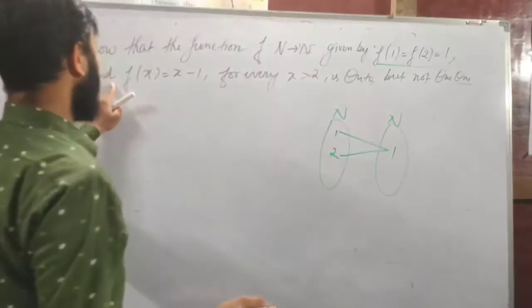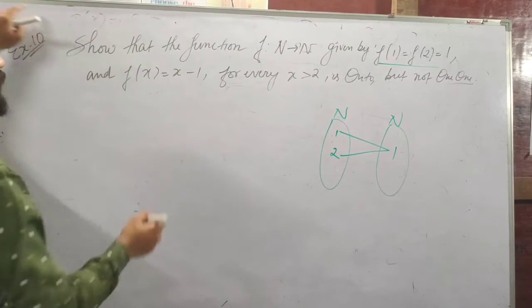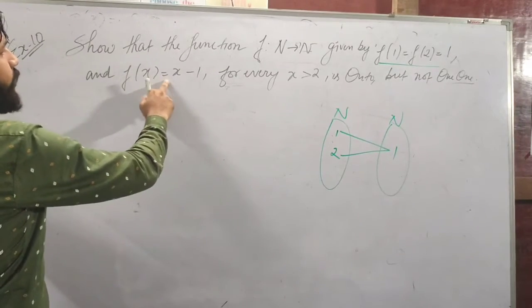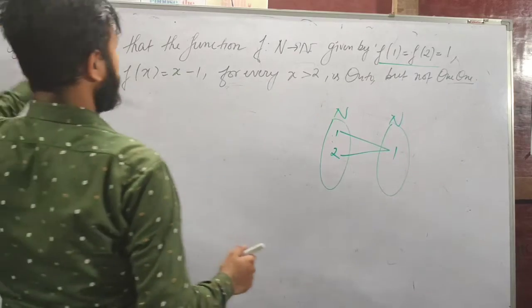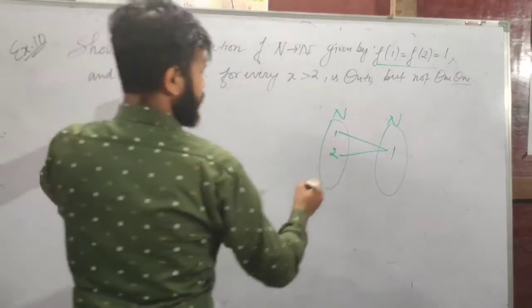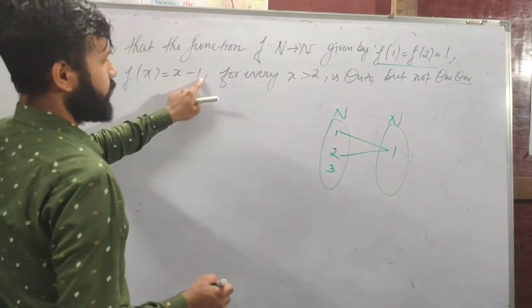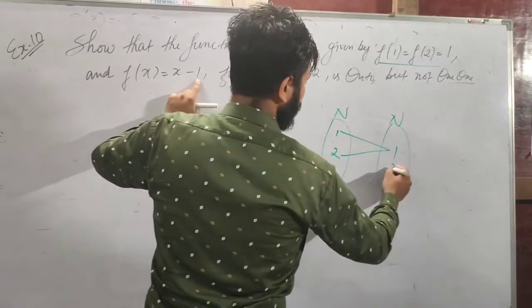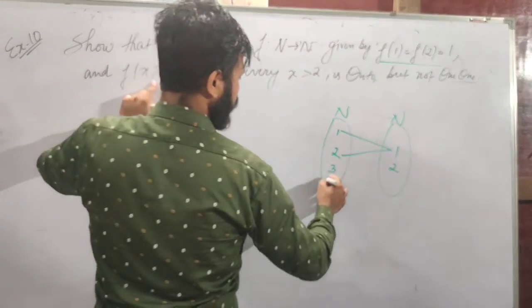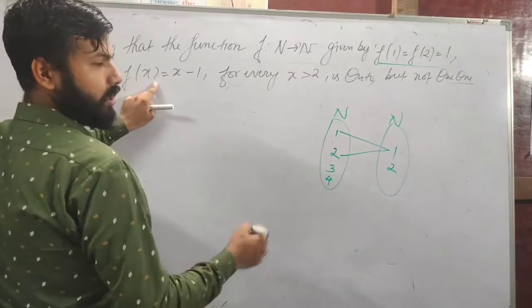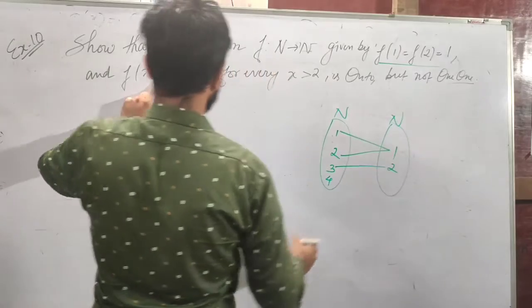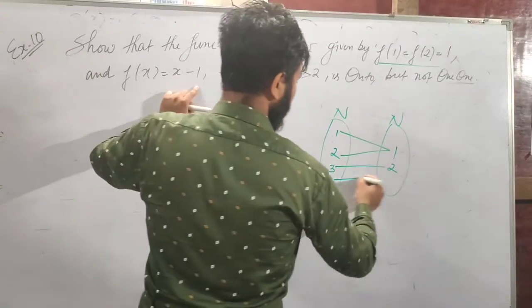Okay, and how is f(x) defined? f(x) is defined as x minus 1. For example, if I take 3, what is the image of 3? 3 minus 1, which is 2. If I consider 4 as a pre-image in the domain, what is the image of this? 4 minus 1 will be 3.